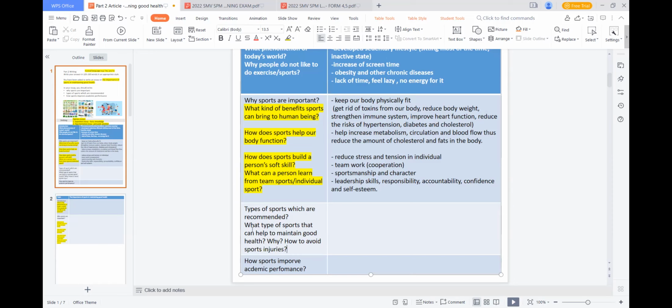Alright, so 我 set 这些 questions 是比较 C 一点, so that we can still tie up to the question. So just now you mentioned badminton, right? Badminton is one. Okay, what type of sports can help maintain good health? So badminton is one, right? Okay, badminton. And what else? Badminton, basketball, football. Tennis. Why do you say badminton, basketball? Why? 为什么? All is included with our team.